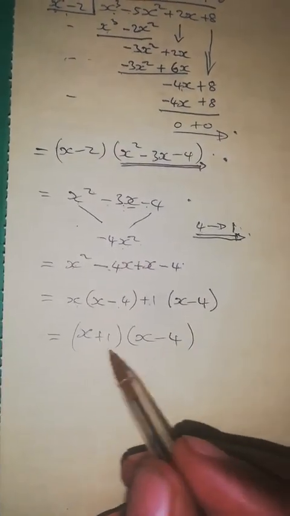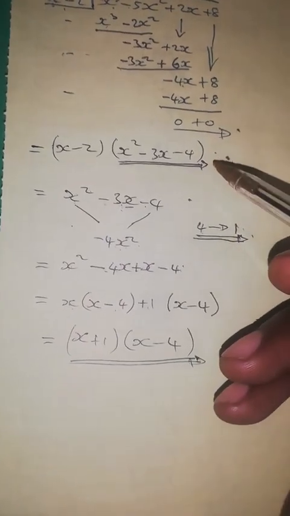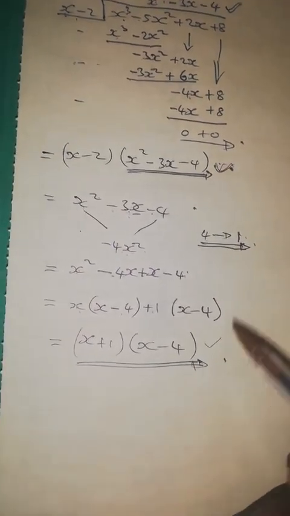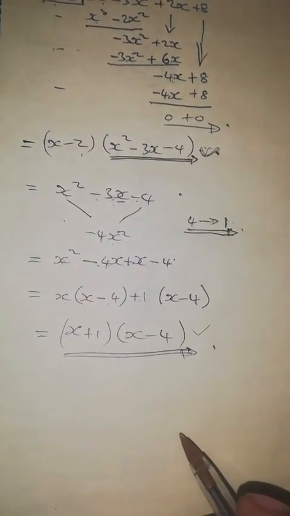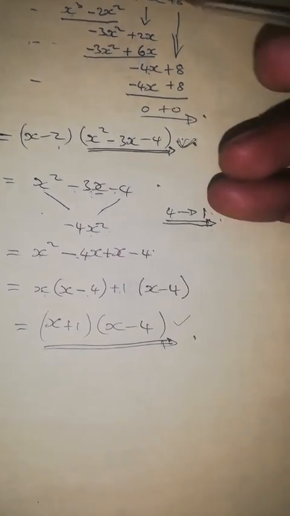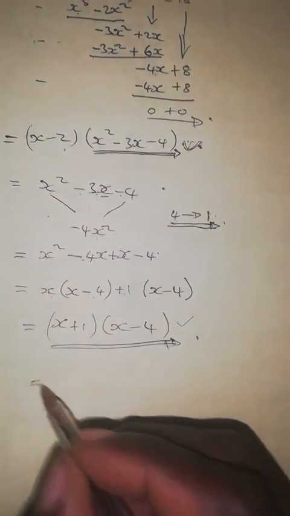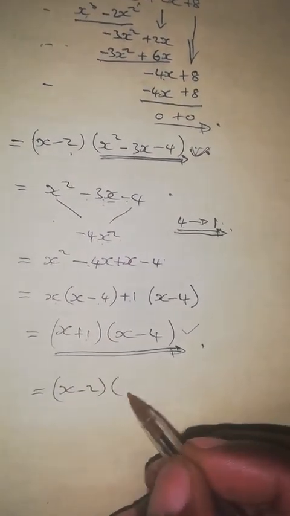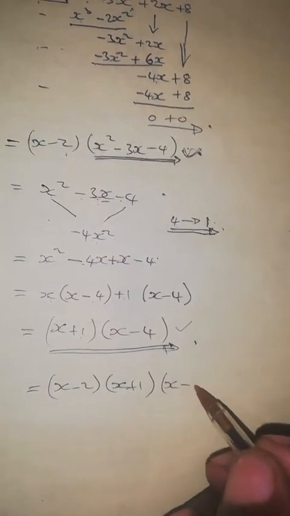Right, so from further factorization, we find this one. So this is the same as this one. And we also write x minus 2, because it is the first factor to this expression. So it is equals to x minus 2, x plus 1, x minus 4.